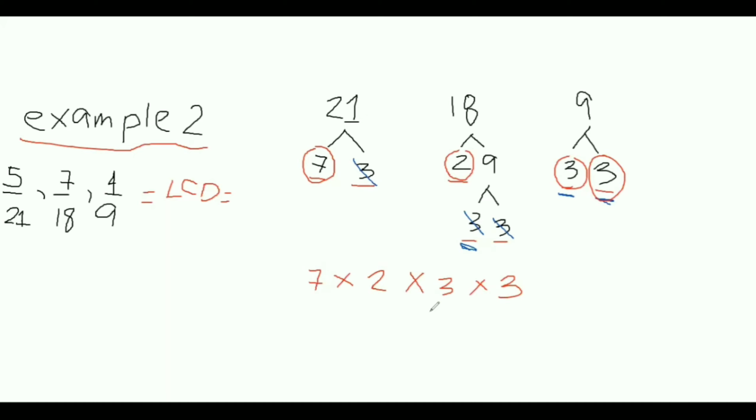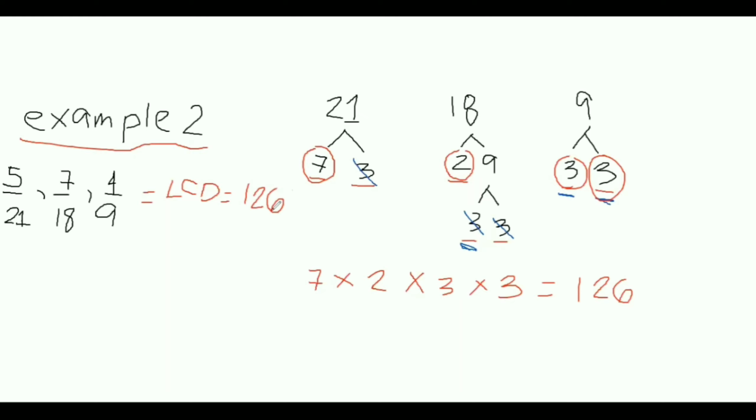Now we proceed with multiplication. So 7 times 2 is 14. 14 times 3 is 42. And then 42 times 3 equals 126. So therefore, the LCD of 5/21, 7/18, and 4/9 is 126.